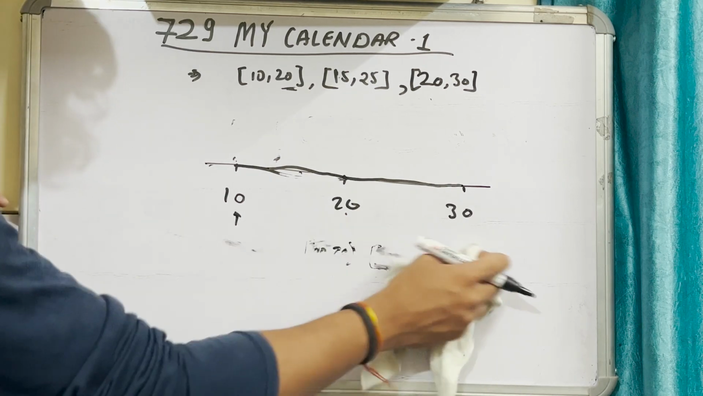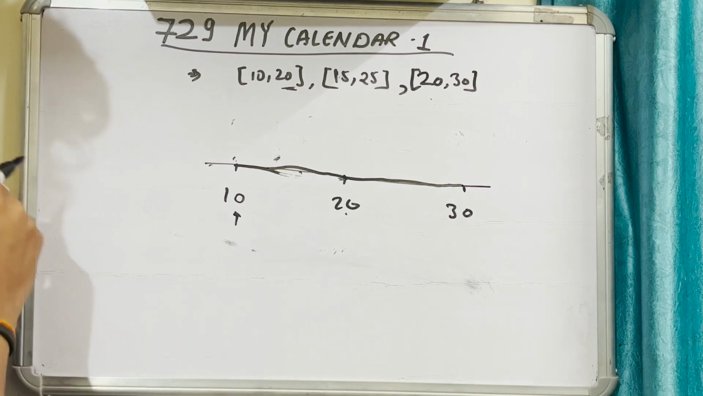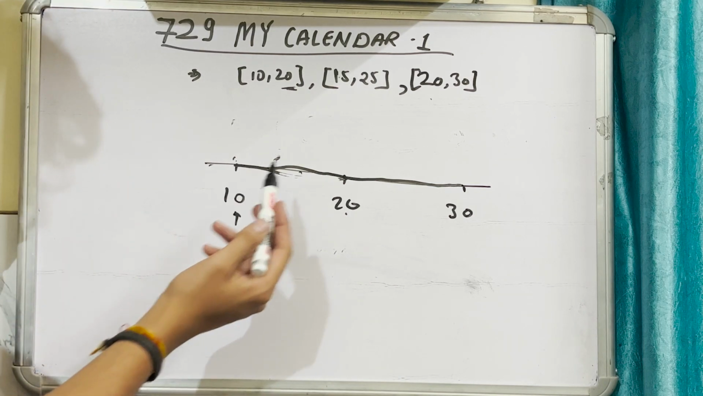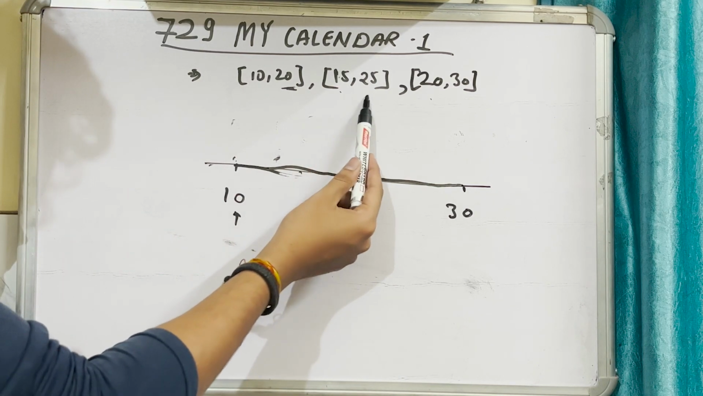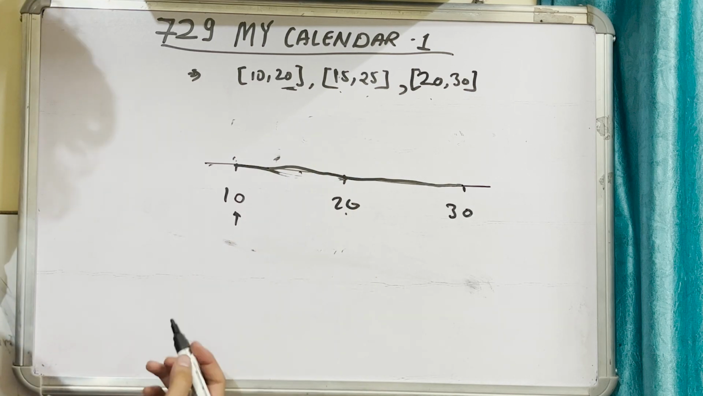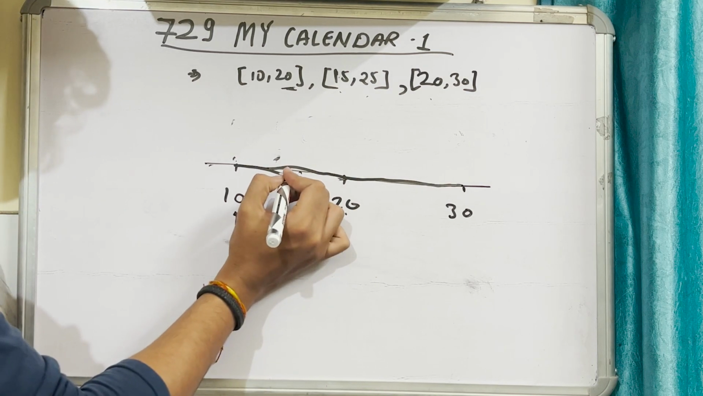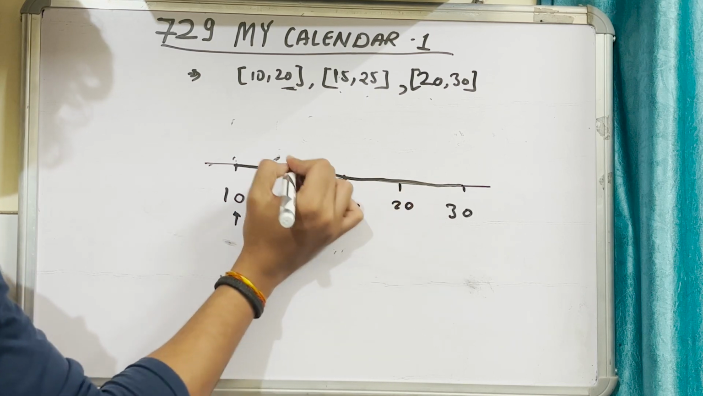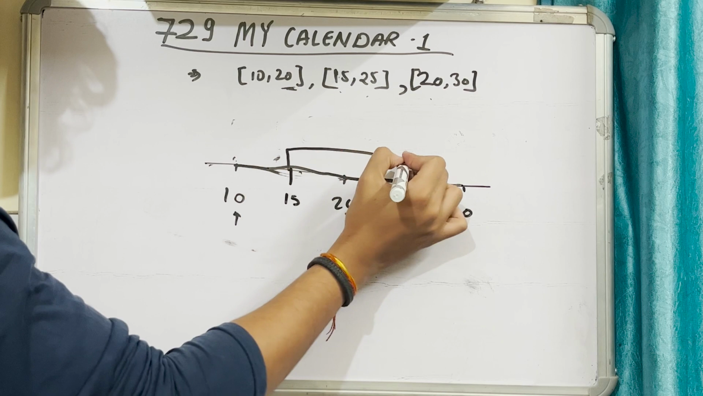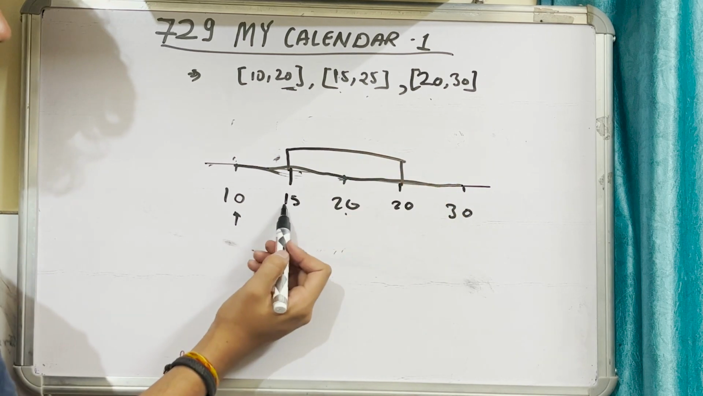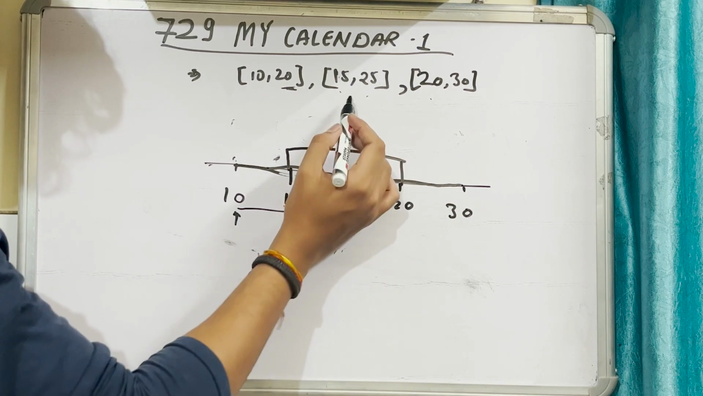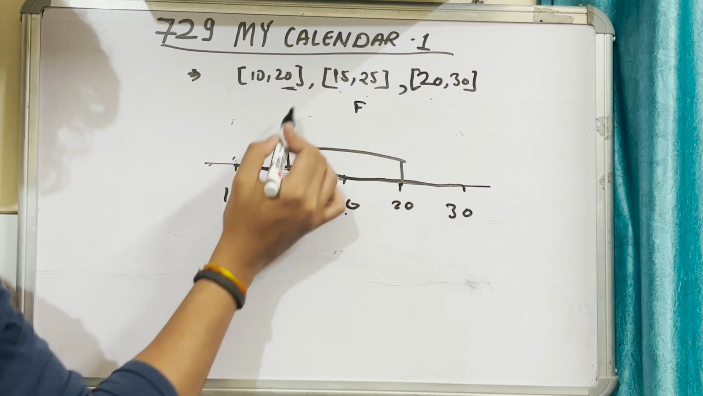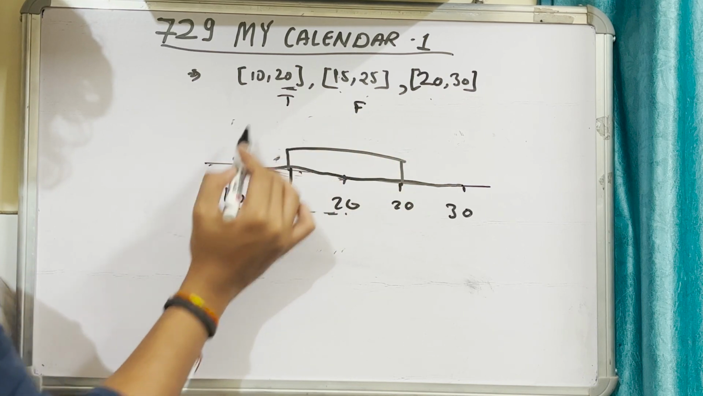And you can visualize this using this number line, and you have this 15 to 25 interval. You can see we are inserting it here, 15 and 25 will be here. So this will be your event, but you can see it is colliding here. So for this event you will return false, and for this you will return true.